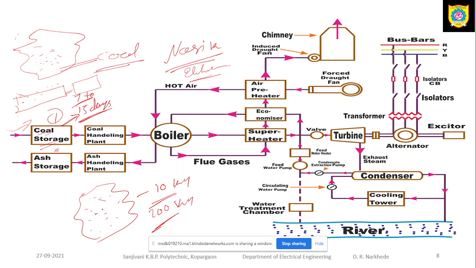Okay, so I cannot directly burn this coal. So for burning purposes, we need to cut this coal into small pieces. Okay, ये कोल को हमें छोटे छोटे पीस में कन्वर्ट करना है, कट करना है. Okay, and for that purpose, you are going to crush it. And for that purpose there is a coal handling plant.